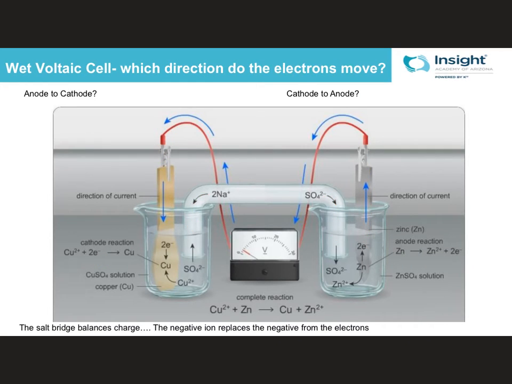We talked about this on the last one, but which direction do the electrons always move? They always go from your anode to your cathode. And the salt bridge balances your charge. Those negative sulfate ions come in for the electrons that are being given away so that we still stay neutral over here. And then the sodium ions add to the left side as those electrons come in so that we stay neutral over there.